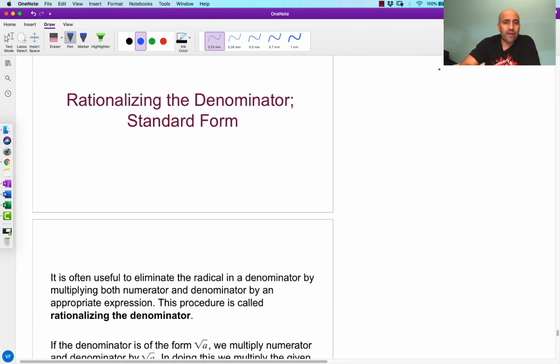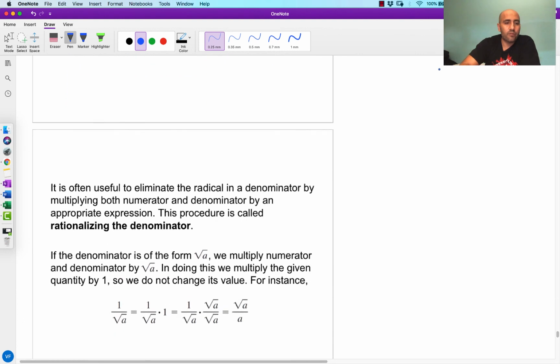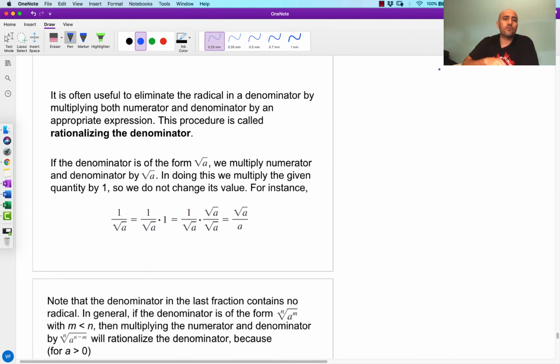Okay, almost done. Rationalizing denominators in standard form. So it is often useful to eliminate the radical of the denominator by multiplying both the numerator and denominator by an appropriate expression. This procedure is called rationalizing the denominator. So for instance, if we have 1 over root a, and we want to get rid of the radical in the denominator, then what we would do is to multiply both the numerator and denominator by root a over root a, which is another version of 1.